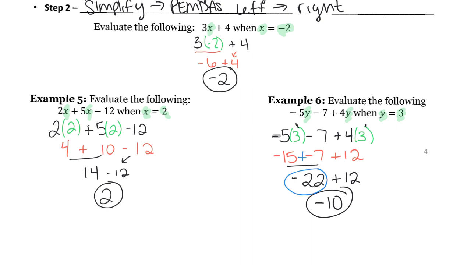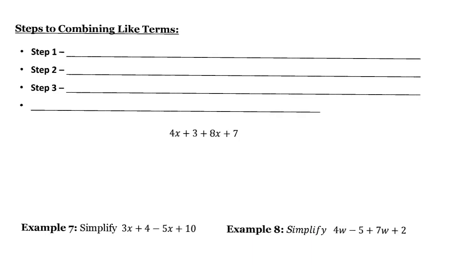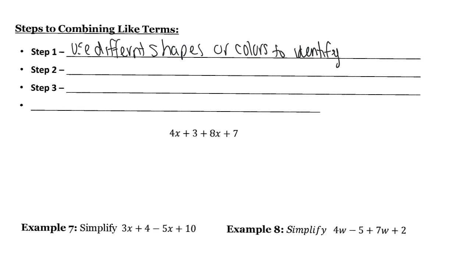All right, so now we're going to move on to combining like terms, which would have helped make 5 and 6 a little simpler. All right, so we're going to start by going over the steps. So this first one is first 2 are like stepping stones until you get more comfortable with it. So let's just write those down. So we use different shapes or colors to identify the like terms.